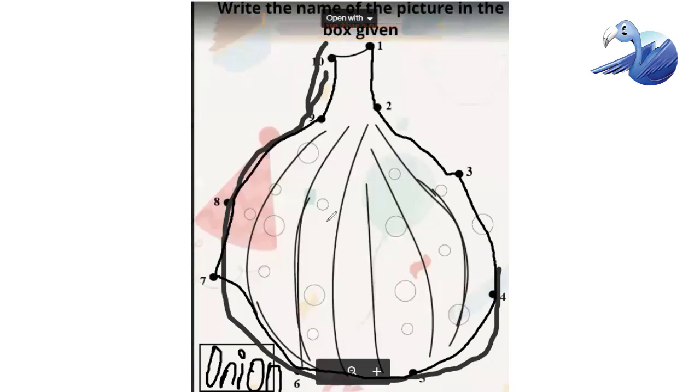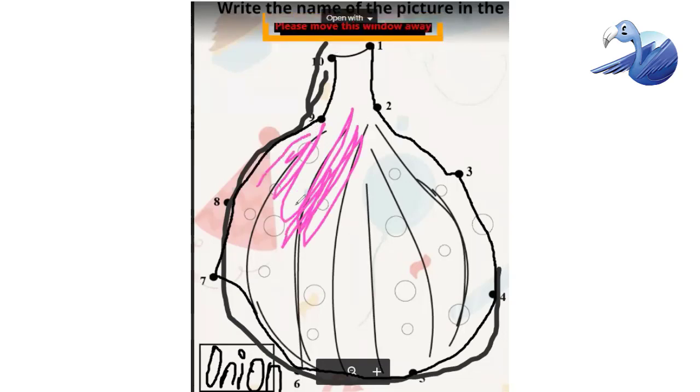So now color it, students. You know onion is in which color? Pink color, light pink. Okay. You just have to first do the borders, then fill it inside. Okay. Yeah. Thank you.